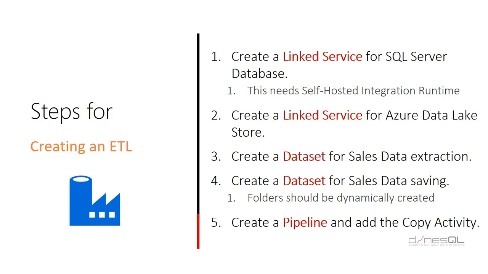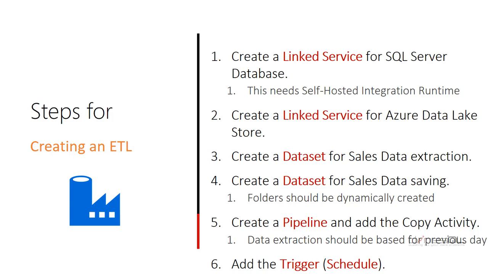Then we have to create the pipeline using all these items created, and then we need to use a copy activity for performing the data transfer. But we need to make sure we extract data for the previous day. So with the extract queries, we need to write an expression for filtering records based on the current date. Finally, the last step is adding a schedule, so we can get the pipeline executed based on the time we want.